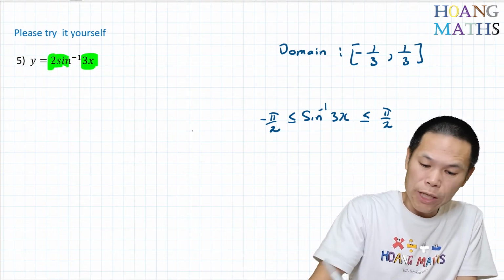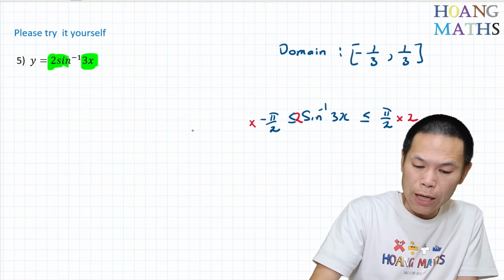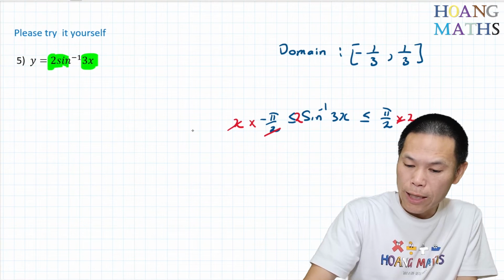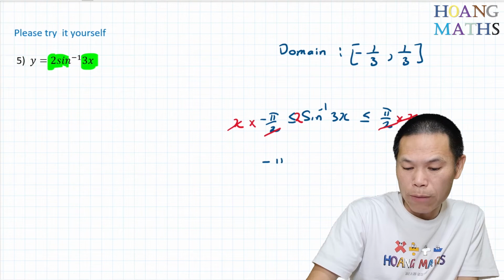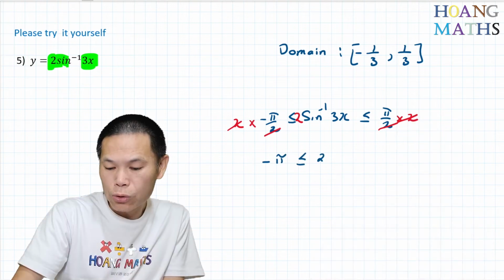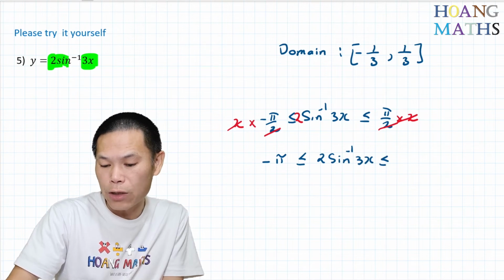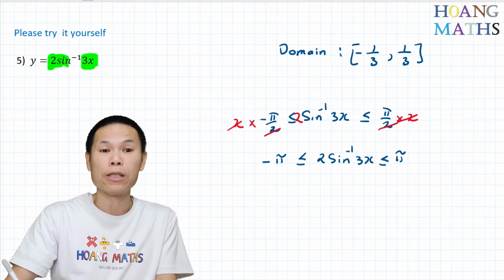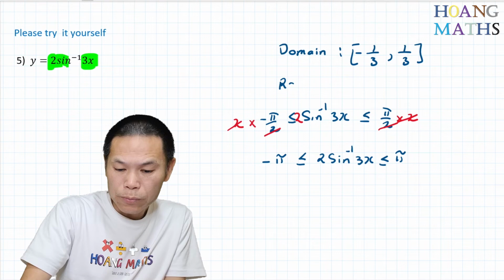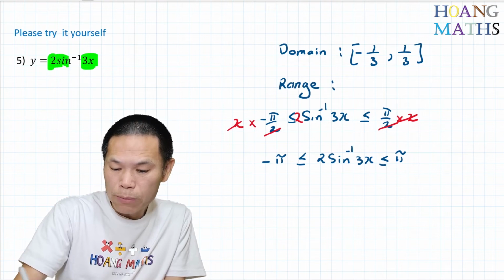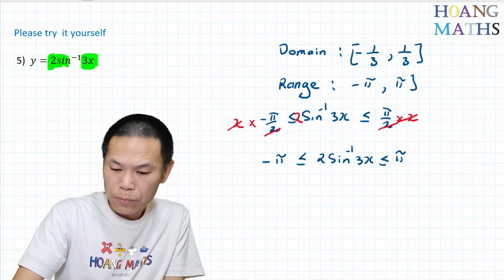So therefore, we times this by 2. So this must times by 2, this times by 2. So that cancels out and that cancels out. So therefore, the range for this function here is between -pi and 2 sine inverse of 3x is less than or equal to pi. So inclusive, okay? So keep that in mind. So let me just write this down. So the range is between -pi and pi.